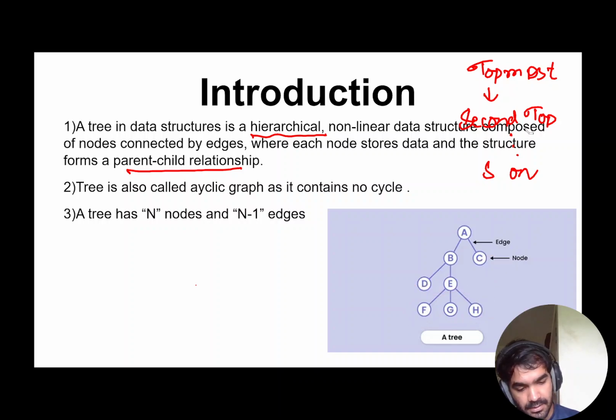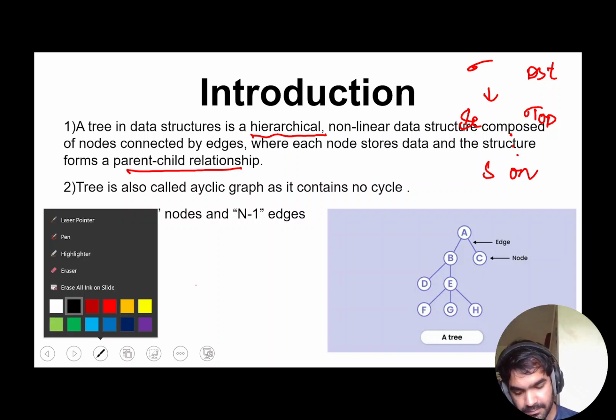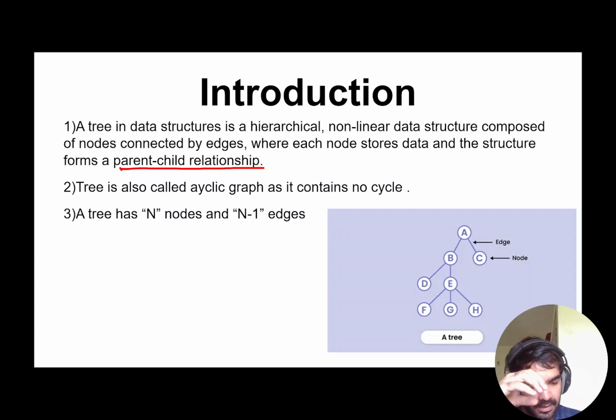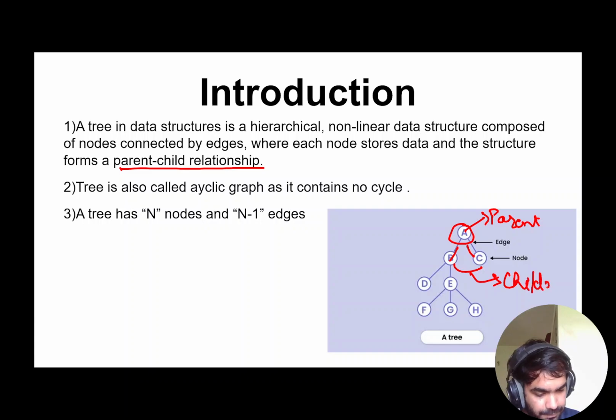And by parent-child relationship, we mean the node from which the other nodes are connected. Here, let's say the node is A. From A, B and C are connected. So A is the parent, and B and C are the children. So this makes a parent-child relationship.